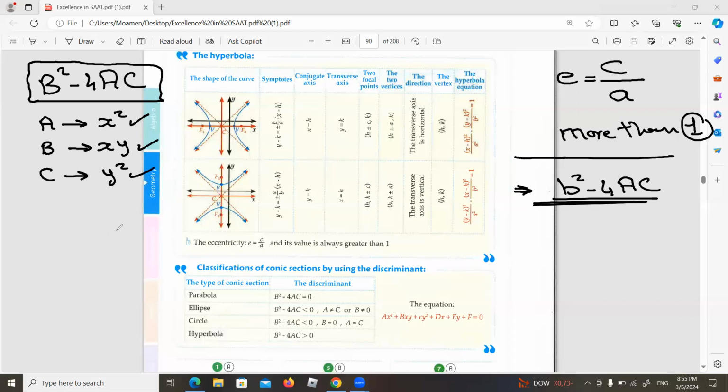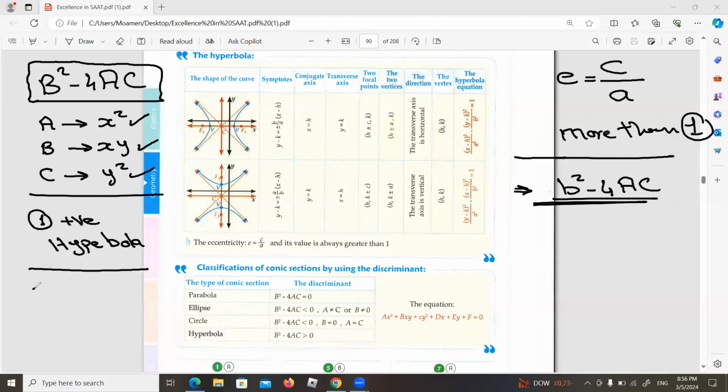If he gives me any equation in the general form, and he asks me to classify this conic section, we have 4 conic sections. First, if you get the value of the discriminant and it is a positive number, so we calculate b squared minus 4ac and we find a positive number, then it will be a hyperbola.